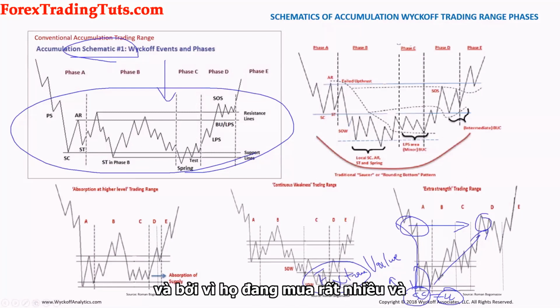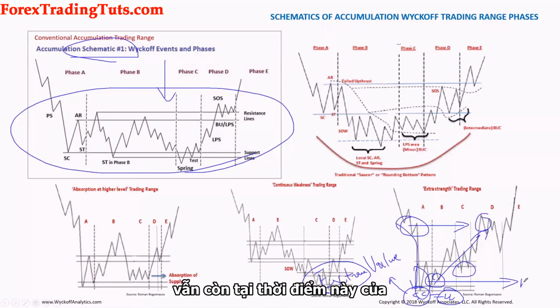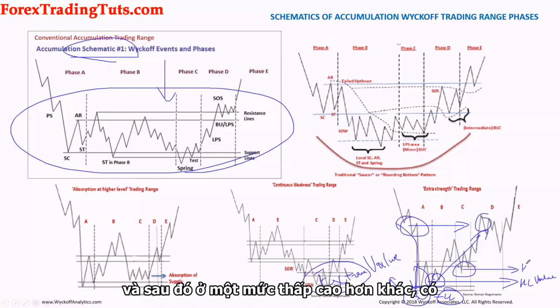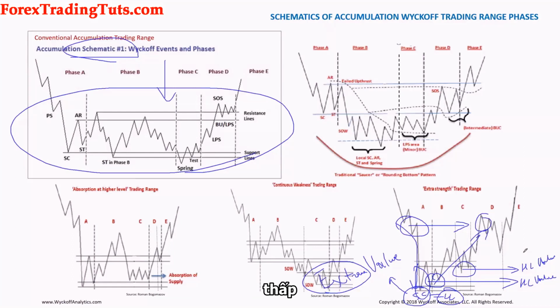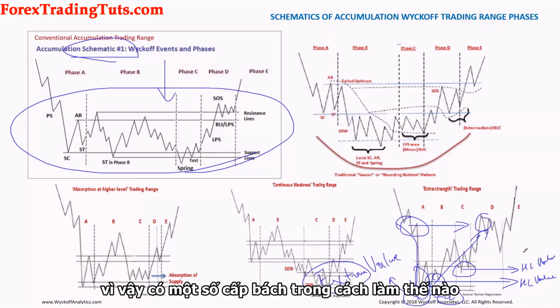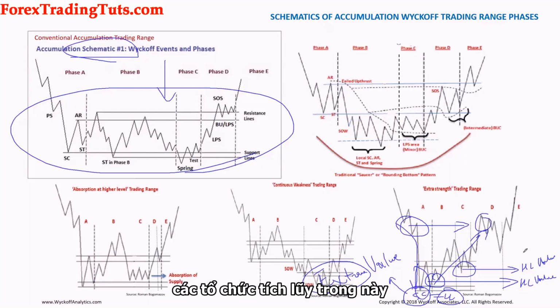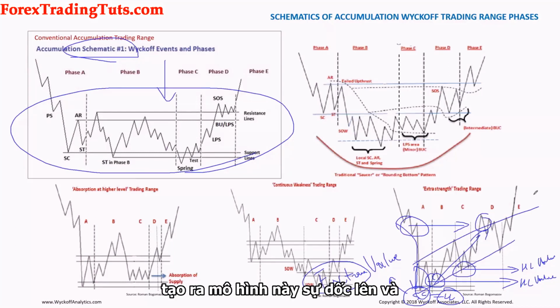And because they're buying a lot and they're willing to buy even more, because still at the higher low there is extreme value for them, and then at another higher low there is still some value for them. So they're coming in and buying on each reaction and supporting the price. And that does not allow the price to go back to the support level and even create a lower low. So there is some urgency in the way institutions accumulate in this particular pattern. And that's what creates the upsloping structure.